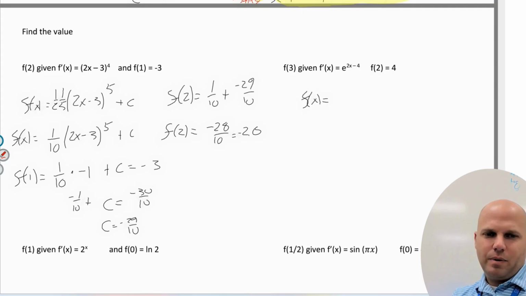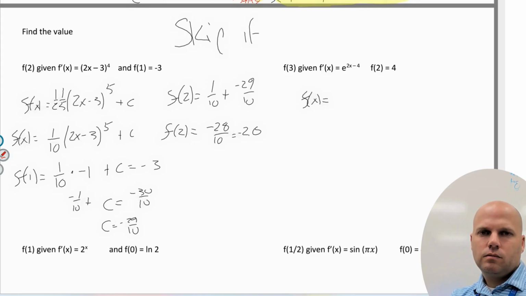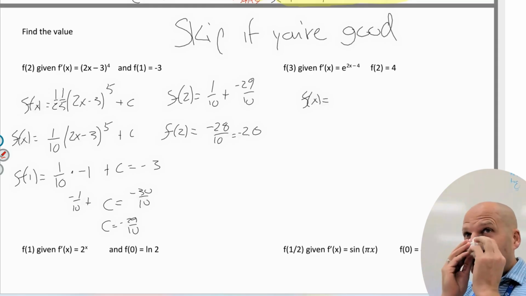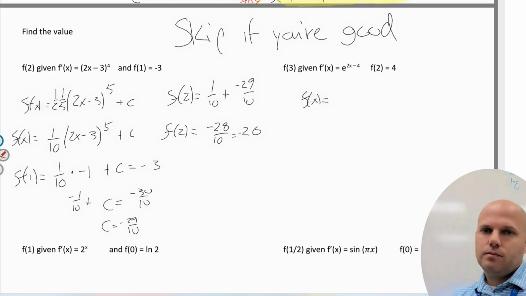I feel like this is a little bit repetitive. You could skip the rest of these. I won't. I got some feedback that homework sometimes can be a little repetitive. And it's like, yeah, I see it for this. This is a little repetitive. Skip if you're good. I'll do the rest of them. If you'd like the extra practice, here it is.